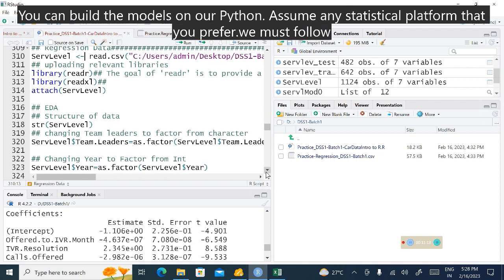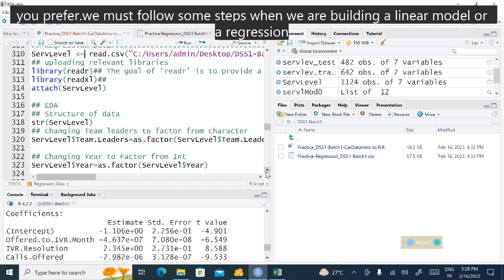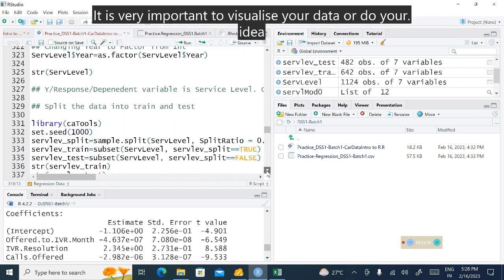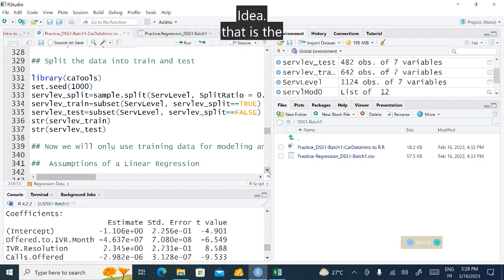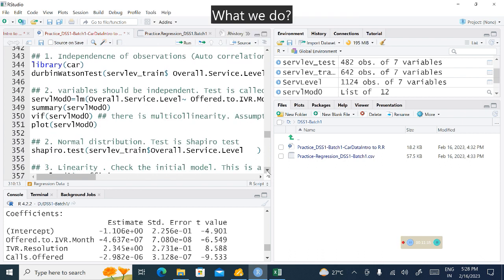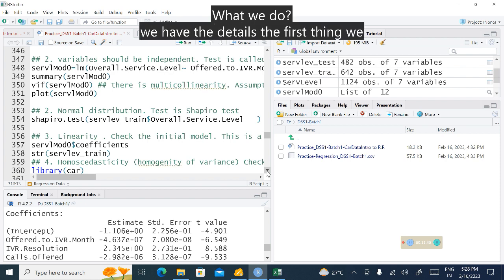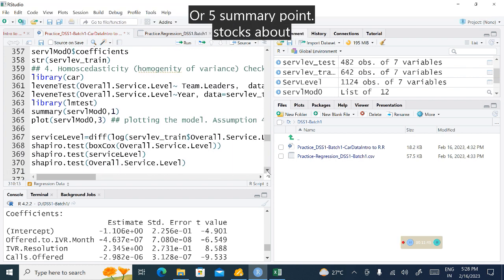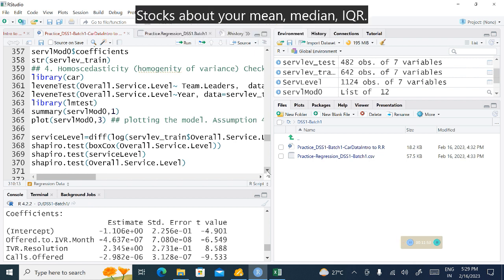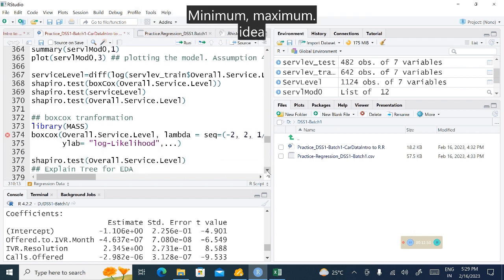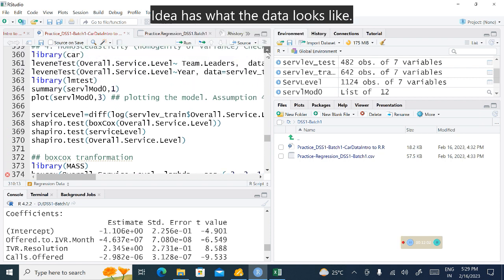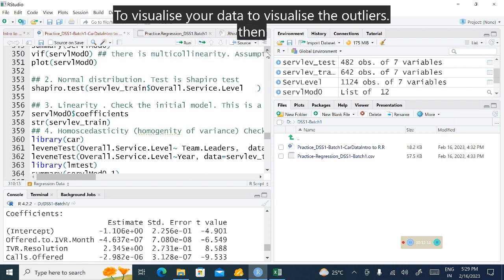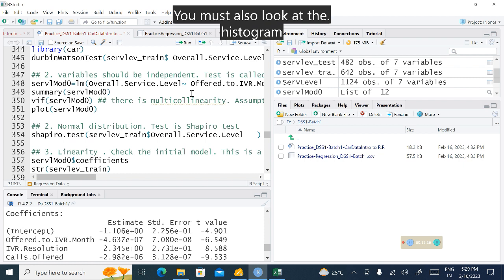We must follow some steps when we are building a linear model or a regression model. It is very important to visualize your data or do your EDA, that is the exploratory data analysis. When we have the data, the first thing we must see is the summary of your data or five summary point, which talks about your mean, median, IQR, minimum, maximum. That gives you a lot of idea as to what the data looks like. Then you can also create a box plot to visualize the outliers. Then you must also look at the histogram to look at the distribution of your data.